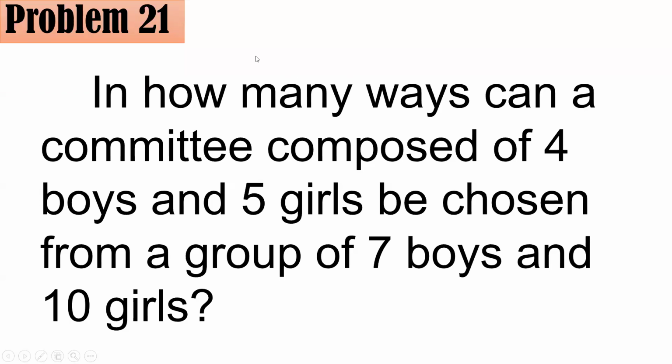All right, let's proceed to item number 21. In how many ways can a committee composed of four boys and five girls be chosen from a group of seven boys and 10 girls? Okay, let's see. What's your answer? Let's see if you got this.